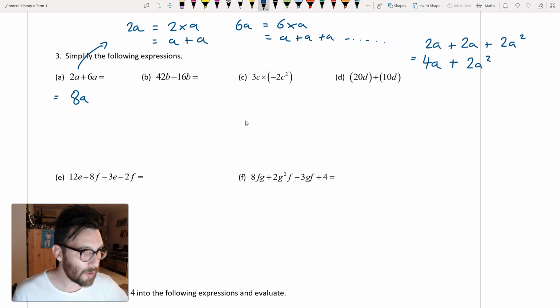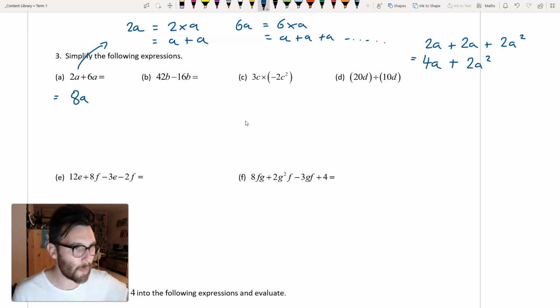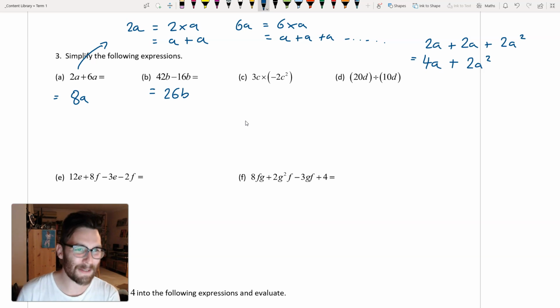Okay, next one, 42b take away 16b. So it works the same for subtraction as well. We do 42b. If we take away 16b, we have, okay, 2 takes it, so 36 take, all right, so 26b for that one, I'm pretty sure. Yeah. Okay, for the next one, we're doing a bit of multiplying.